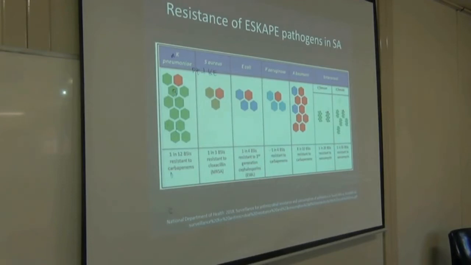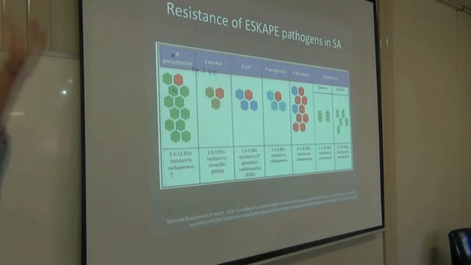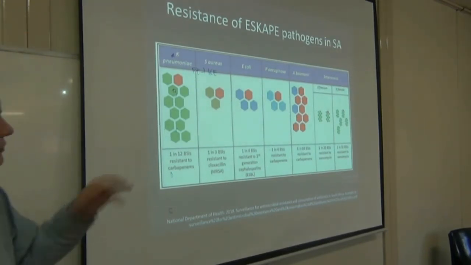They are monitoring for specific pathogens, like Klebsiella, as we heard the man had a Klebsiella UTI. In the Klebsiella data we are seeing, 1 in 12 blood cultures tested was resistant. For Staph aureus, 1 in 3 was resistant. For E. coli, 1 in 4 was resistant to third generation cephalosporins. For Pseudomonas, 1 in 4 was resistant to carbapenems. Remember carbapenems? It's our beautiful, lovely class of antibiotics that we want to keep.